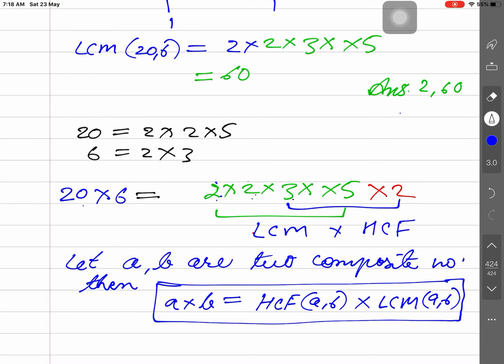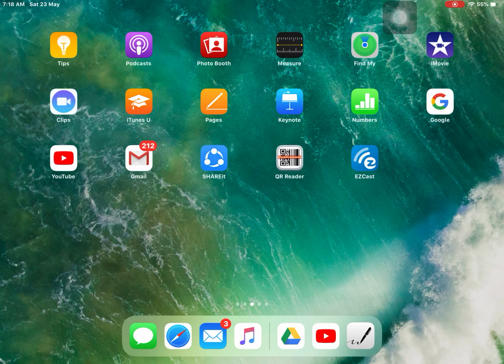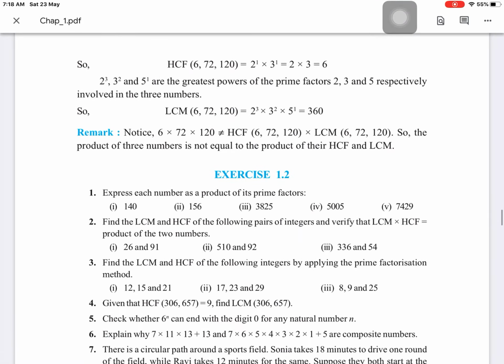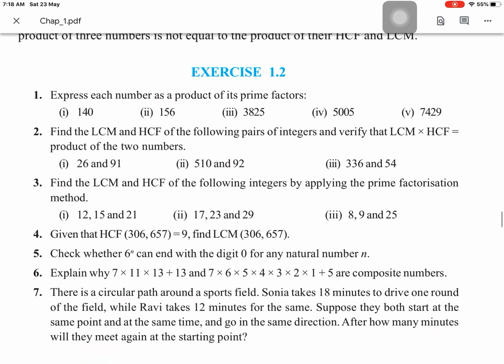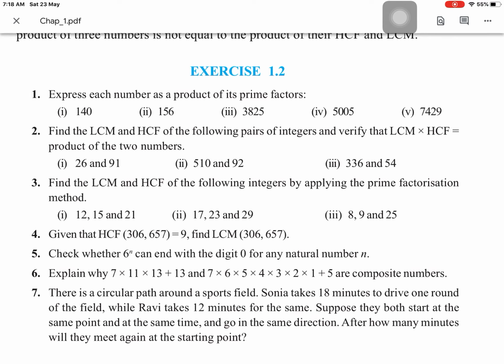And what is the application of this? You can understand it in your textbook. See exercise 1.2 in the NCERT textbook. Express each number as a product of its prime factors. You can express it as prime factorization, or I would give it to you as a home assignment, prime factorization by making the factor tree. I will remind you, please. And if you cannot solve this question, ask me on my WhatsApp number right now.